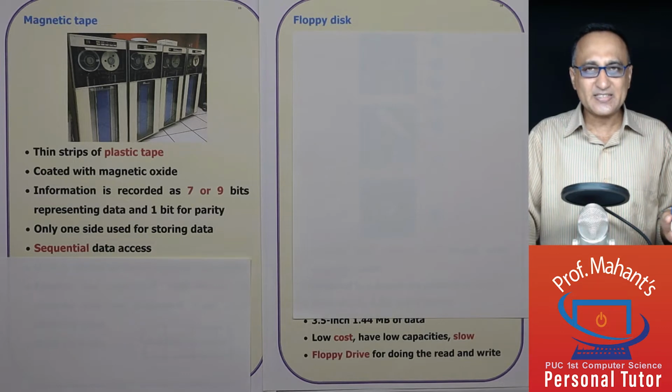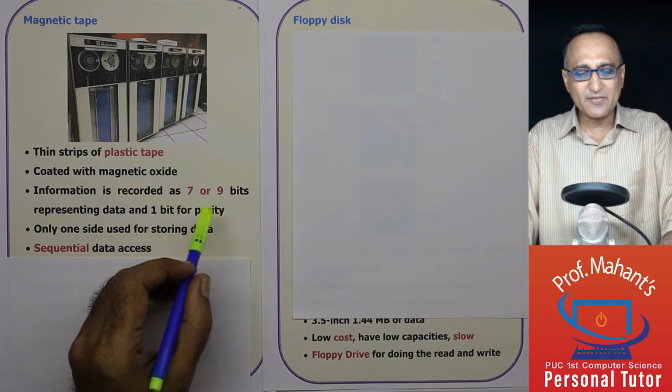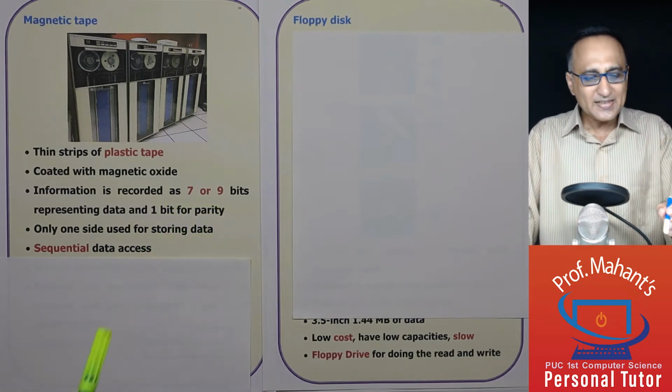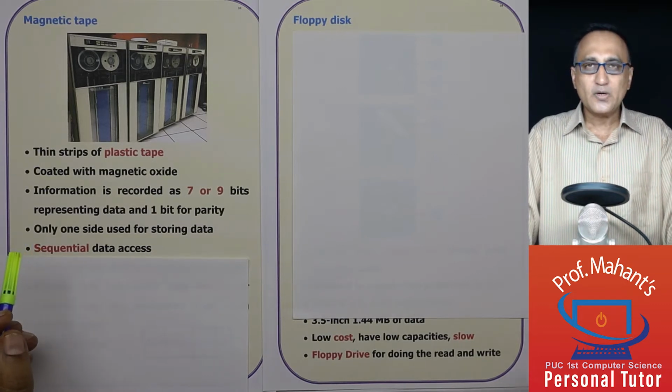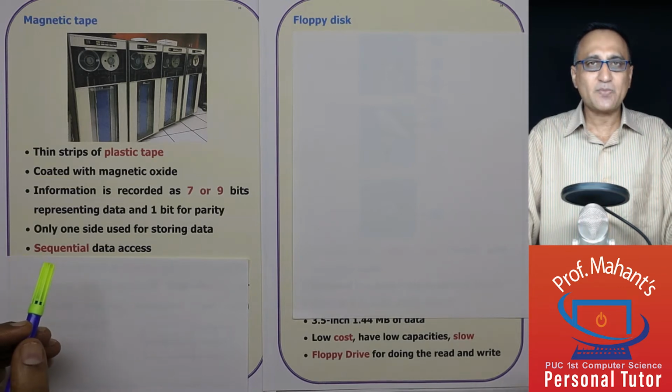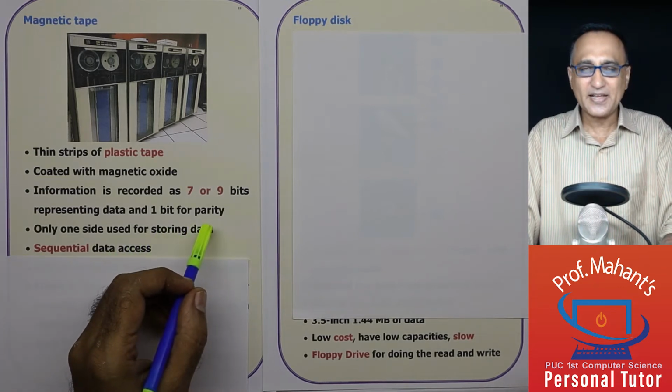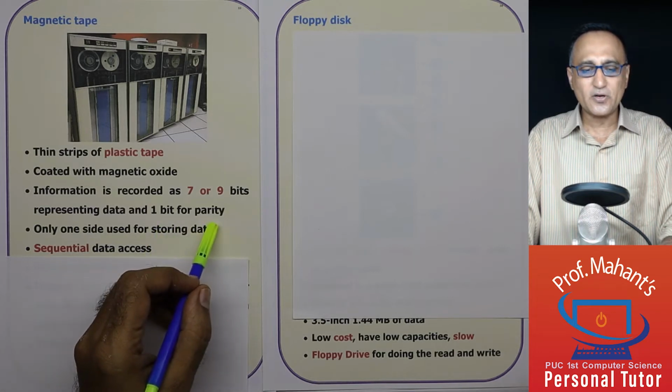Each character, whether it's A, number 1, B, X, Y, C, D, is recorded using 7 or 9 bits. And there is one bit which is used for parity. I'll just tell you a little bit about parity. Whenever you're reading or writing data onto any device, there is a chance of error happening because 1 can easily become 0, 0 can easily become 1. So in order to correct or find out some kind of errors, you have a technique called parity. So one bit is used for parity.